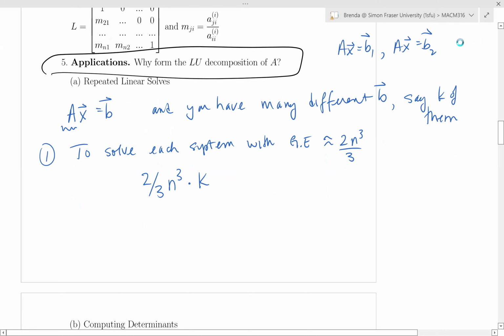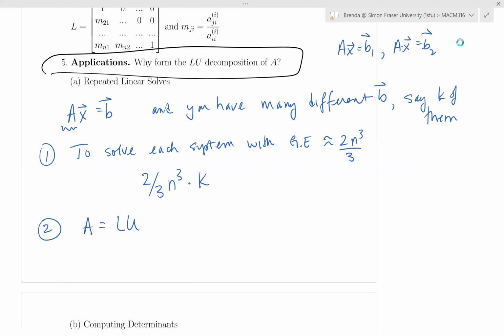Possibility two is that we factor A equals LU. That is Gaussian elimination. That is going to take 2/3 n cubed flops. And then we're in the situation at that point where we have AX equals B. And now because we've done the factorization, A is factored as LU, so LU x is equal to B.